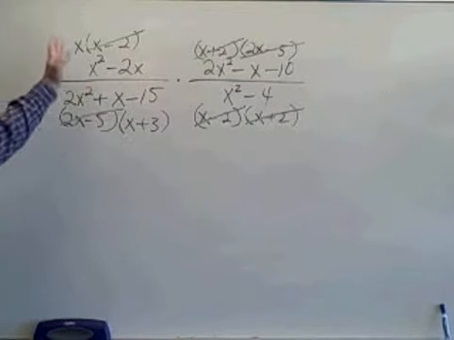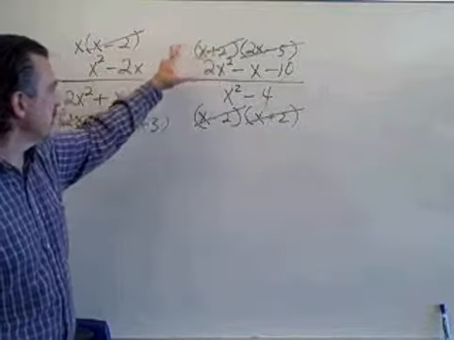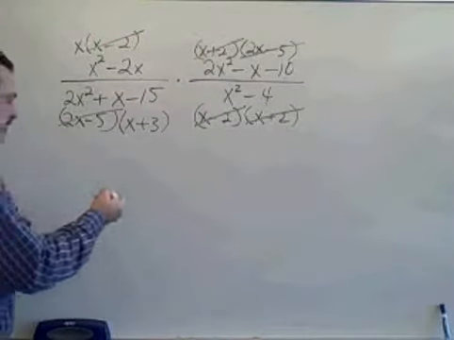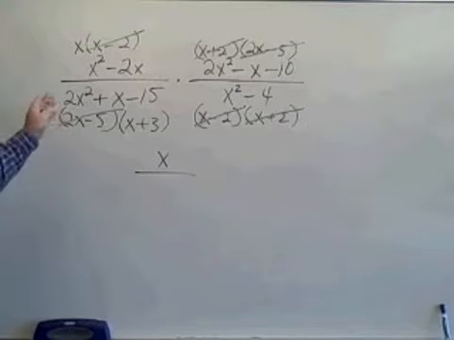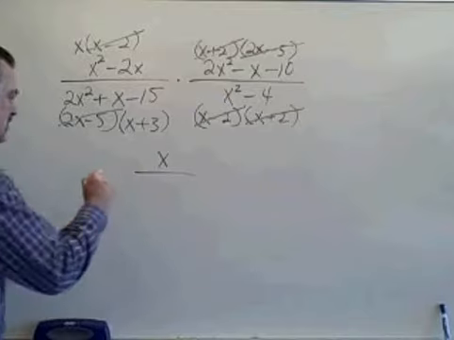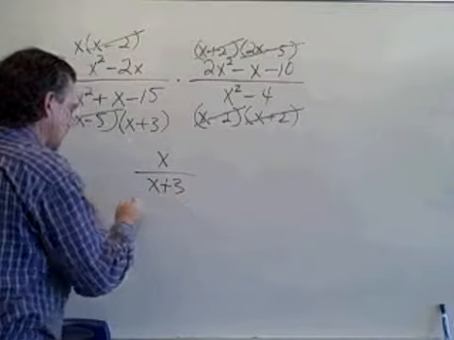What's left? There are only factors of 1 left here times x, so that gives me x in the numerator of my product. And the only factor we have left here in the denominator is x plus 3.